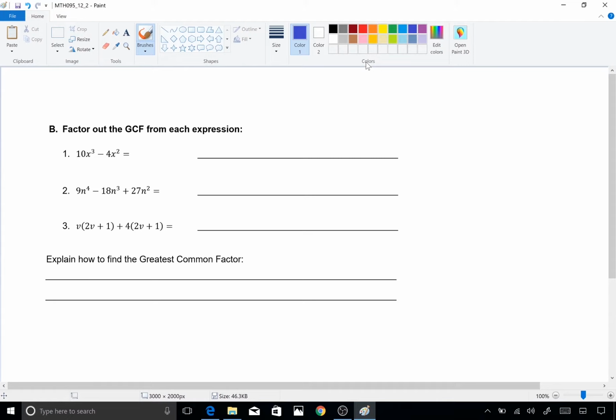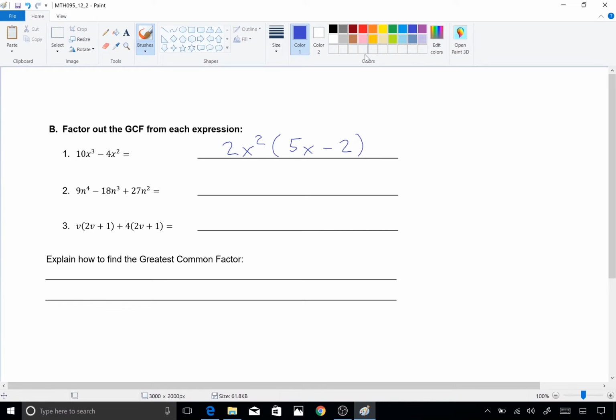Now I have 2x squared times something is 10x cubed minus 4x squared. 2x squared times 5x equals 10x cubed, and then I need negative 4x squared, and that's minus 2. That's the factorization I want.